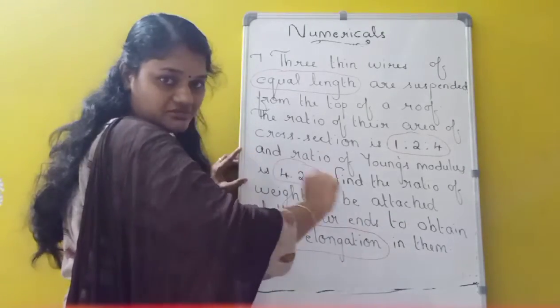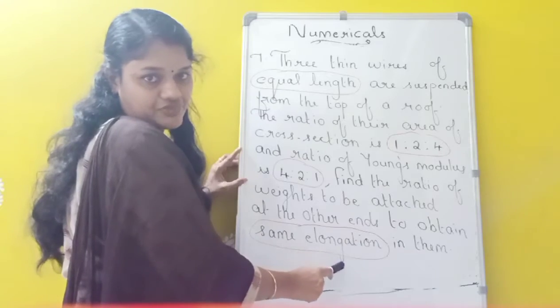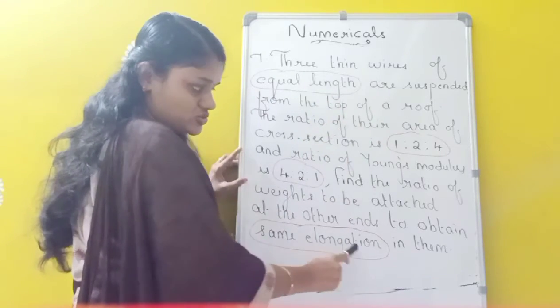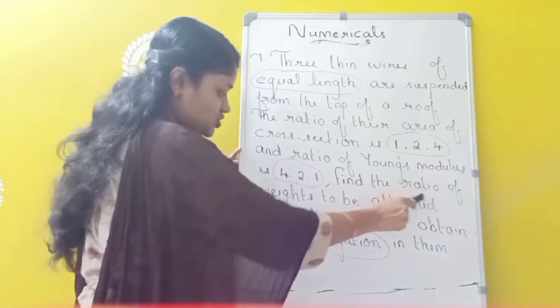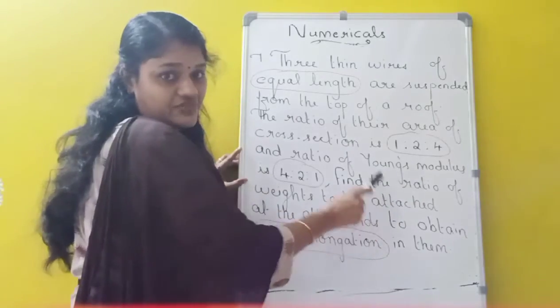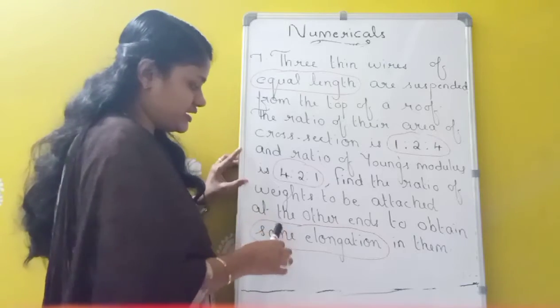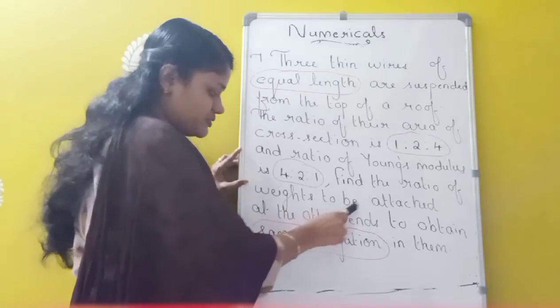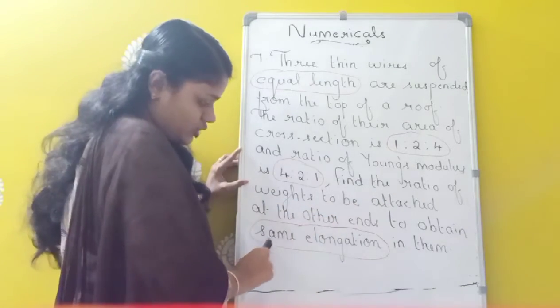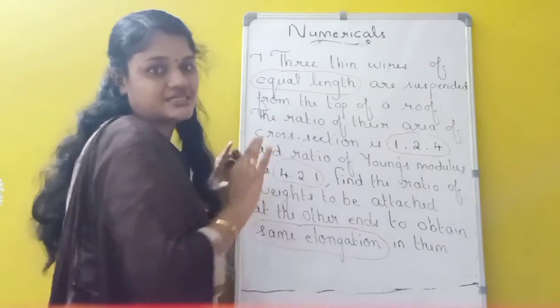So in all the 3 wires, elongation is the same. So length is the same as well as elongation. We have to find the ratio of weights to be attached. Weight means you have to find force. So the force acting on these wires. We have to find the ratio of weights to be attached at the other ends. And elongation for all the 3 wires is the same.